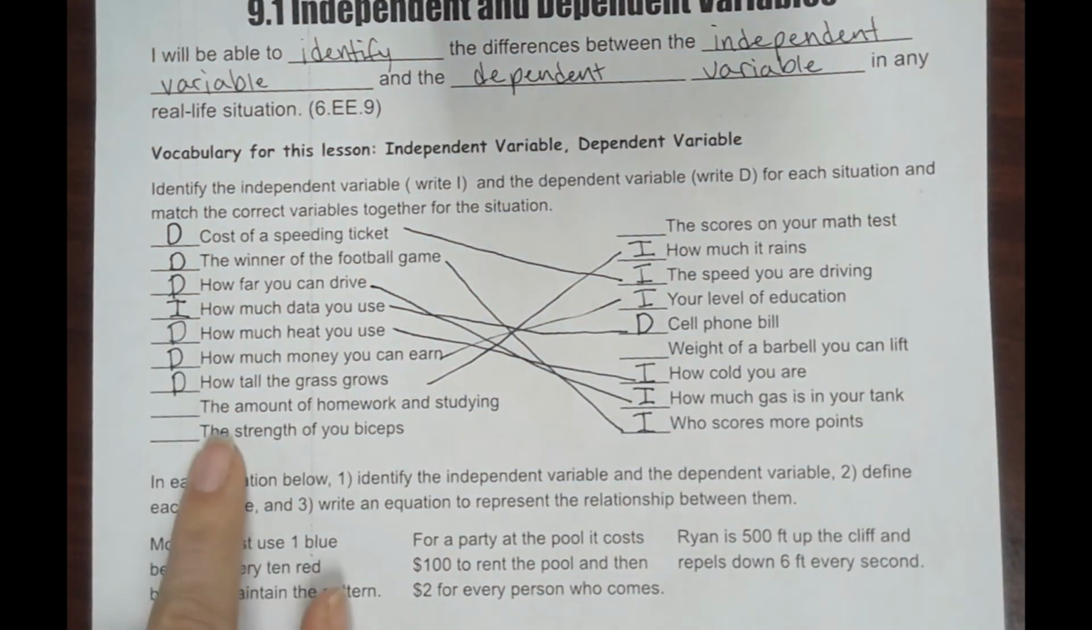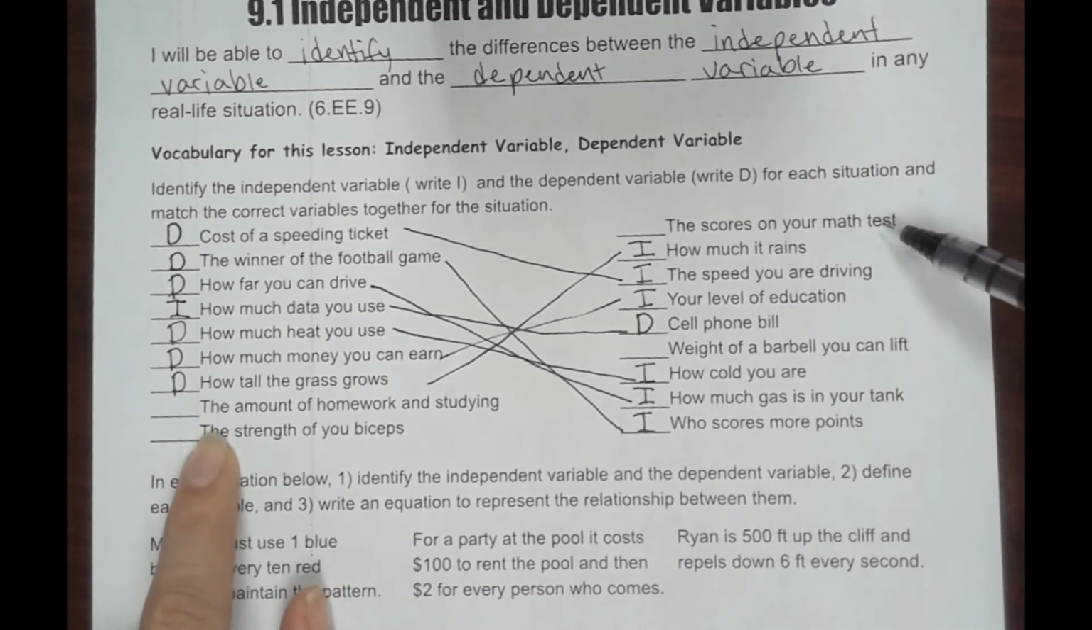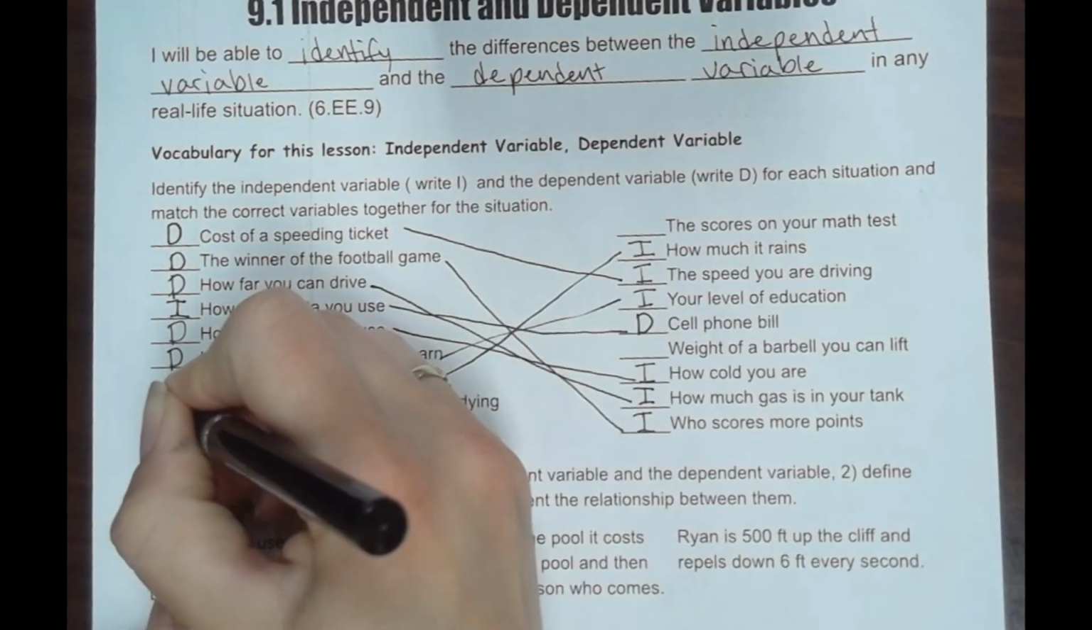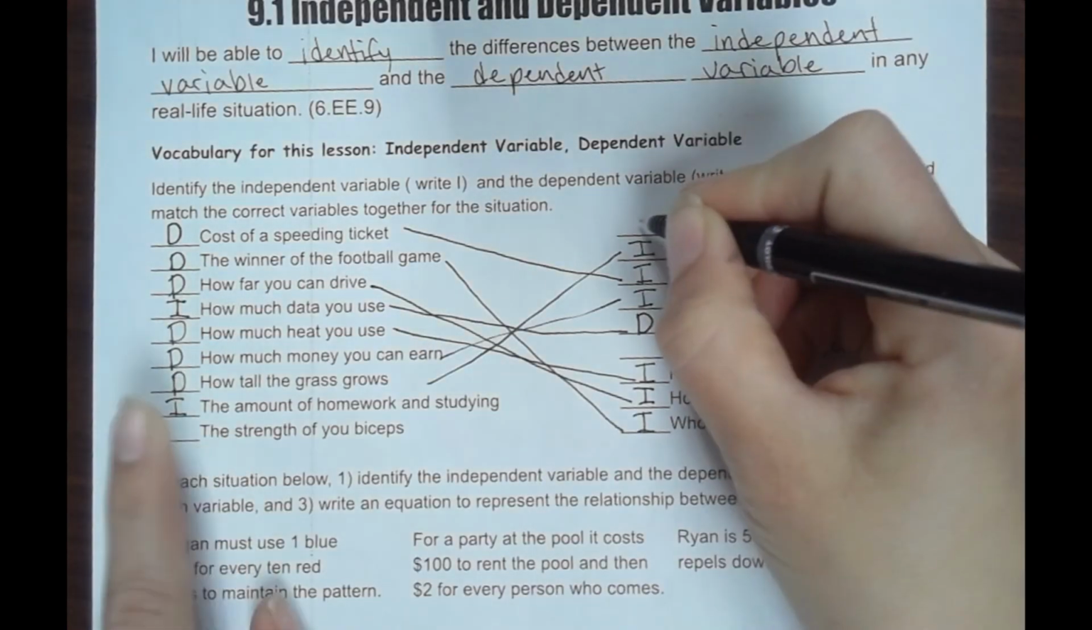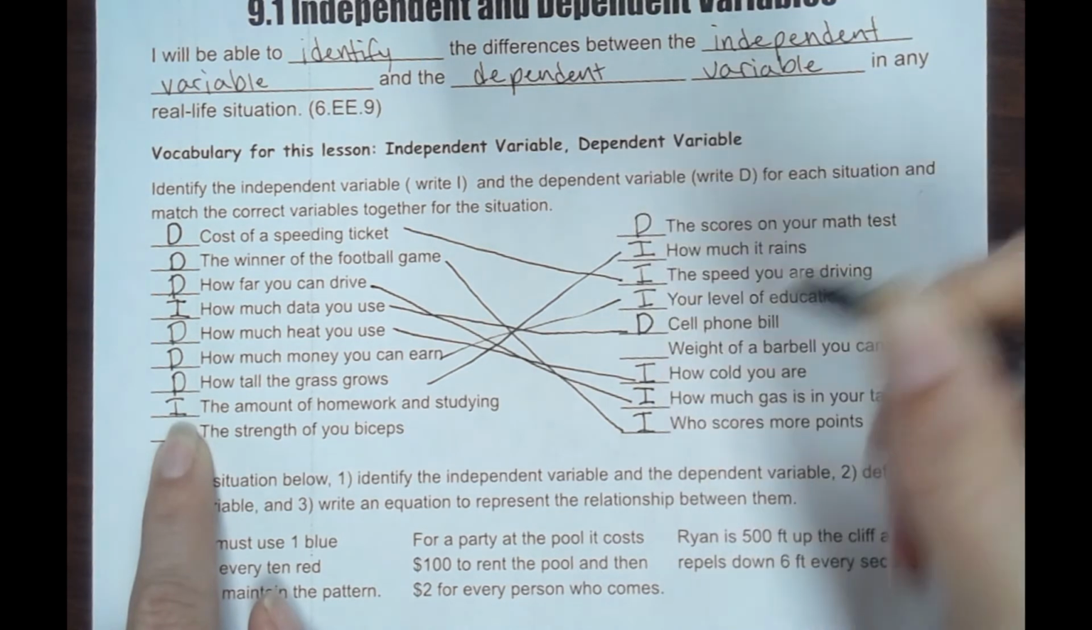The amount of homework and studying you do. The scores on your math test, that's probably going to go together. Does this math test control your homework, or does the homework and studying control the score of your math test? Generally speaking, the more you study, the better you do on a test. So that's going to be in control of your math score.